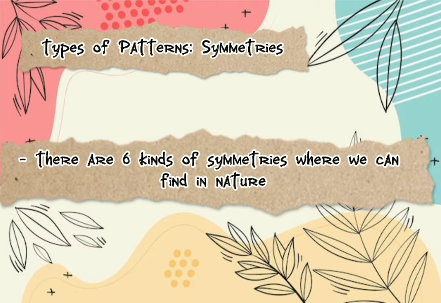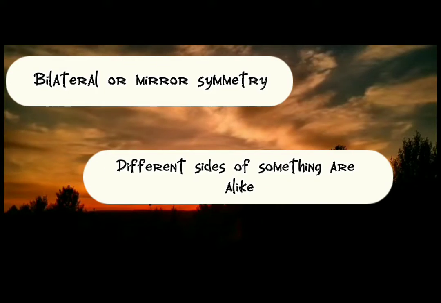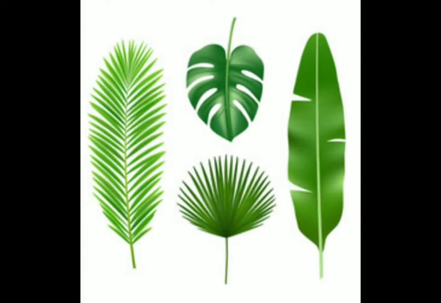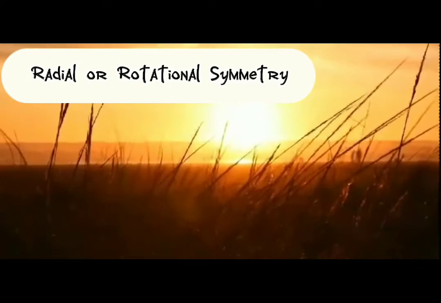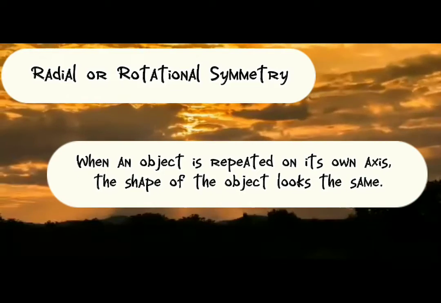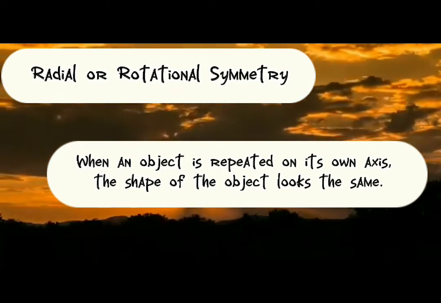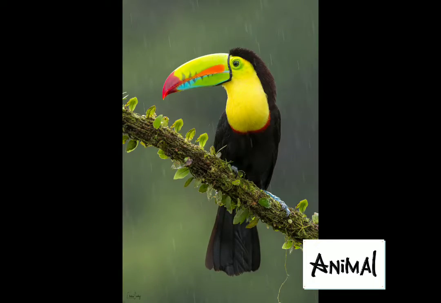Symmetries. There are 6 kinds of symmetries that we can find in nature. The first one is the bilateral or mirror symmetry, which is when different sides of something are alike, which is common to animals, humans, and insects, as well as to some leaves of plants and flowers. Second is radial or rotational symmetry, which means that when an object is rotated on its own axis, the shape of the object looks the same, and which plants often have, and a few groups of animals, such as sea animals.